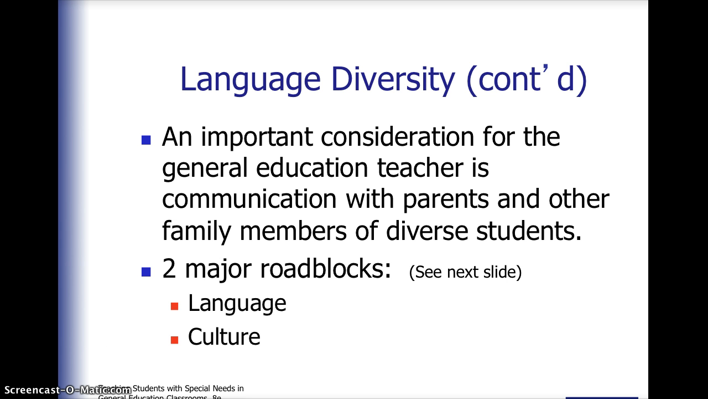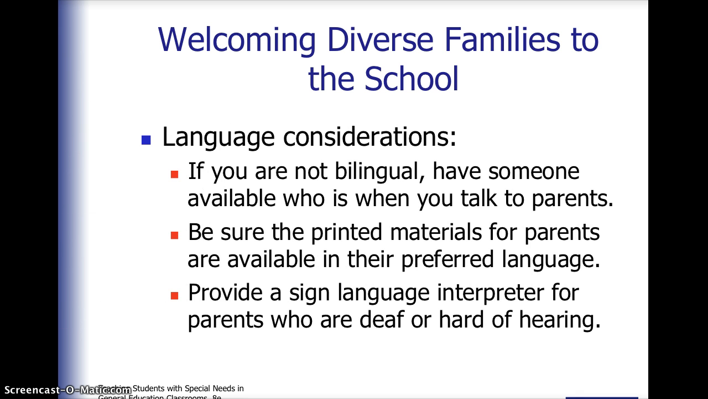Again, two major roadblocks are language and culture. But if we're not bilingual, then maybe have somebody else who can talk to the parents, have printed materials for parents in their preferred language, and a sign language interpreter for parents who are deaf or hard of hearing.